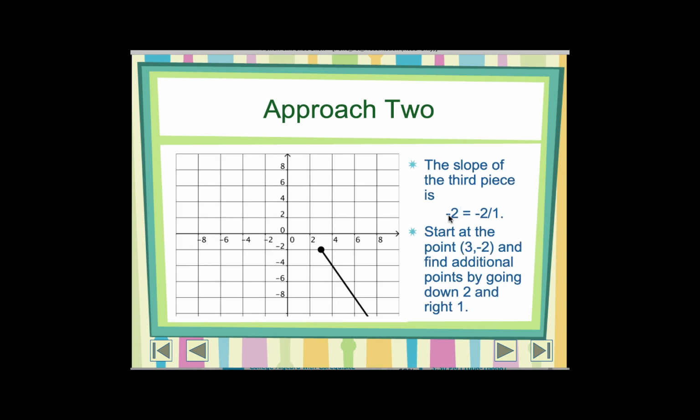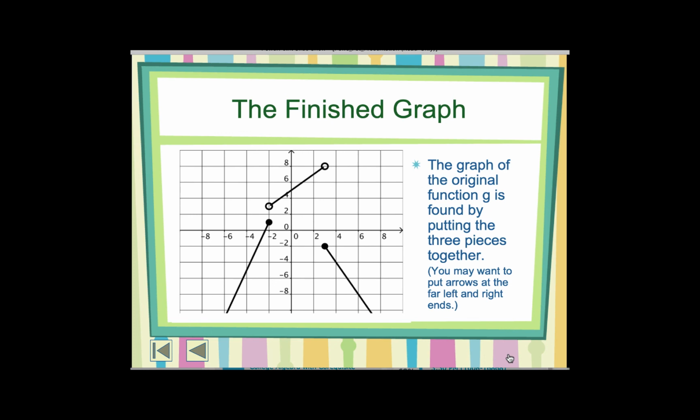So the slope was negative 2, which is negative 2 over 1. So I can start at my endpoint, and I can go down 2 and right 1, and get another point on the graph. Or you could pick a next x value that was bigger than 3. So for example, 4, and plug it in and find out what the point was, and you would get a second point on the graph. So put it all together, and that's the graph that you have. I hope that helps.